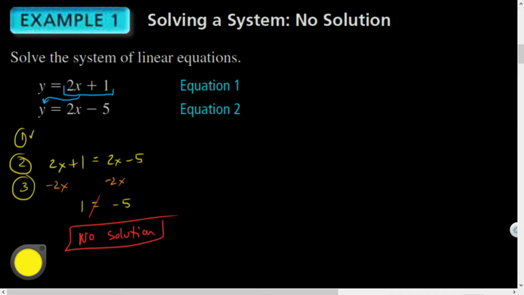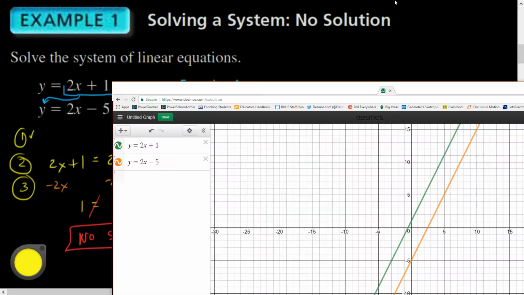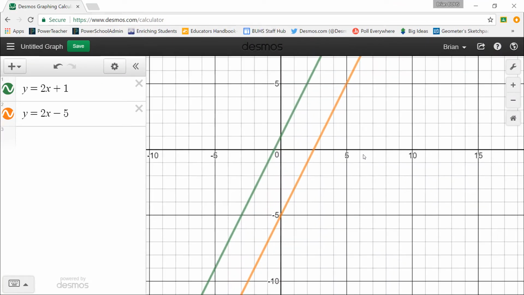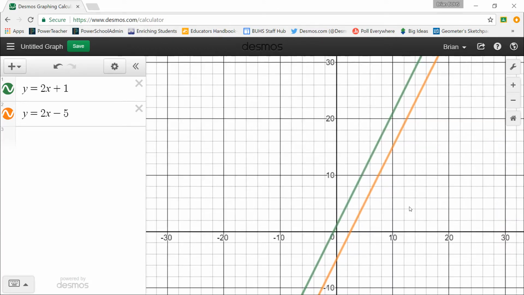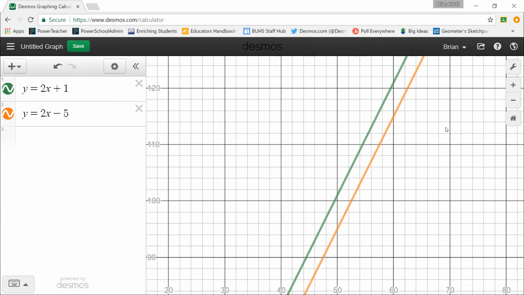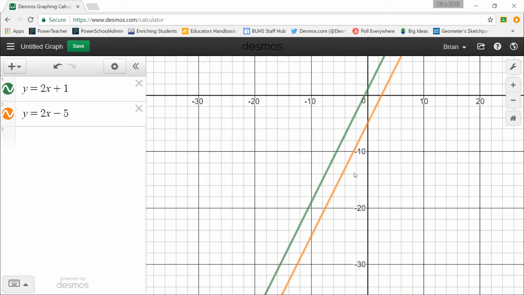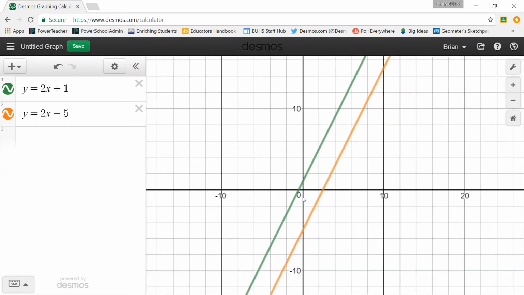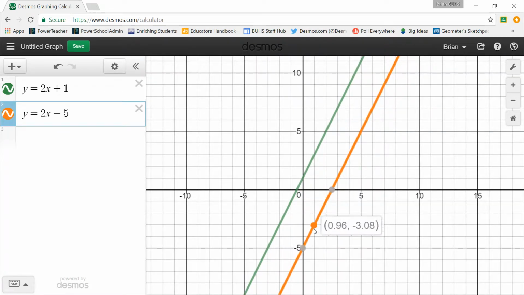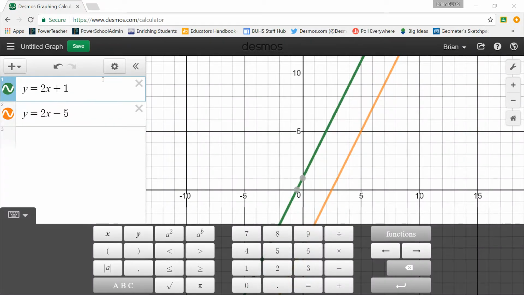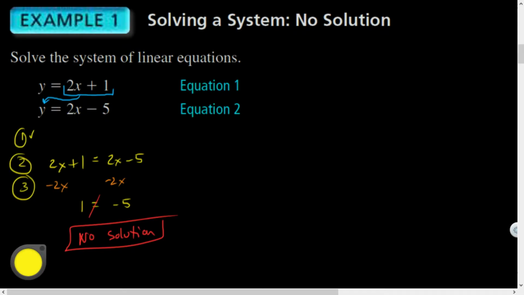Let me graph these for us real quick. y equals 2x plus 1, y equals 2x minus 5. If this has no solution, this is graphically what it looks like. Notice those lines are parallel. I can look for love in all the wrong places, and I'm not going to find it here. Those lines have nothing in common. Well, they have the same slope, I suppose, but they do not have any points in common, ever. So that's what a no solution situation looks like. Do you get that? Does that make sense?